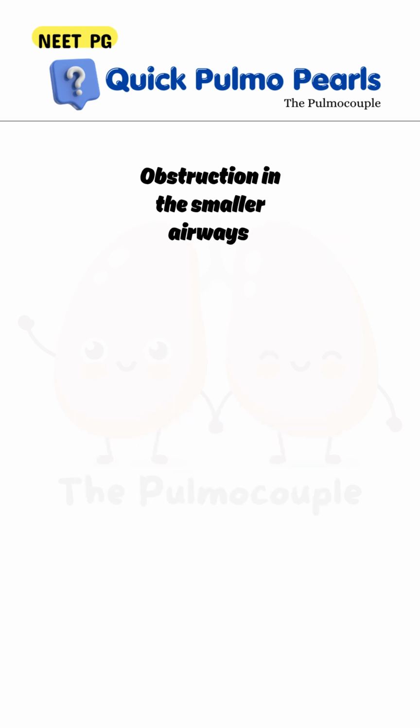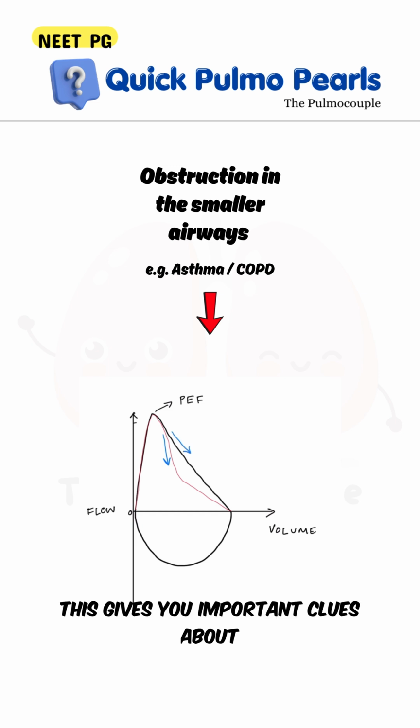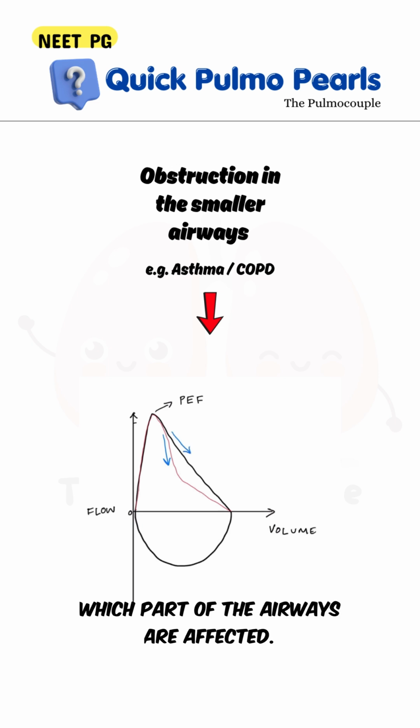On the other hand, if there is a problem in the smaller airways, such as in obstructive lung diseases like asthma or COPD, then the descending limb of the curve will show a steeper and a more rapid decline than usual. This gives you important clues about which part of the airway is affected.